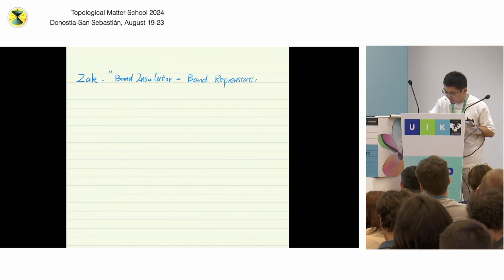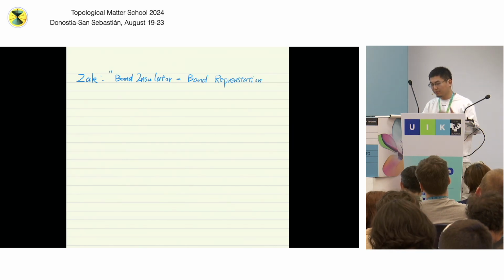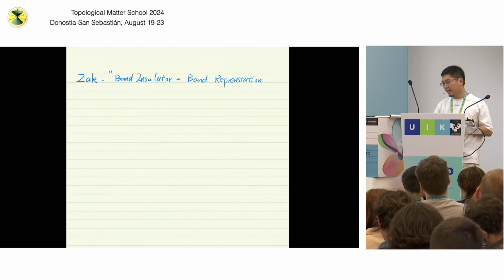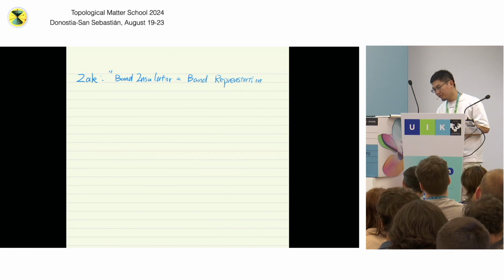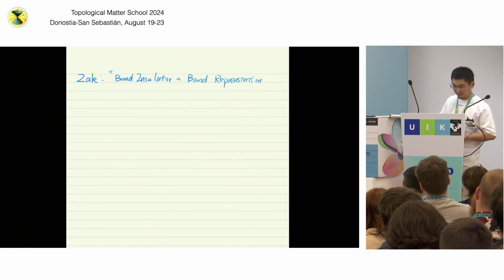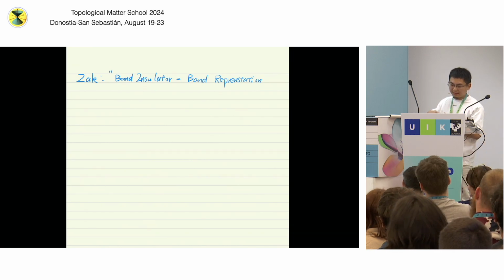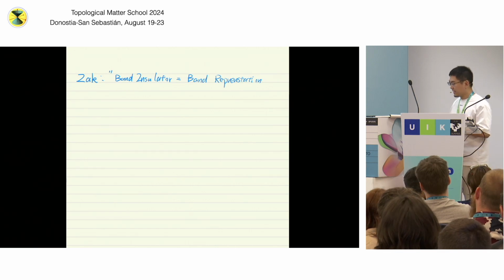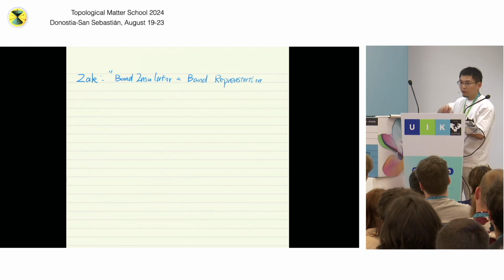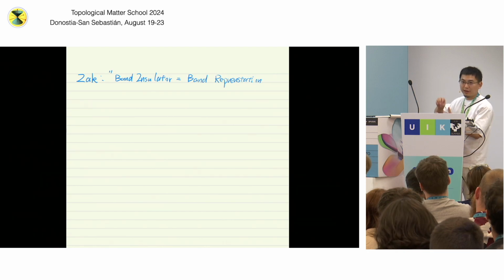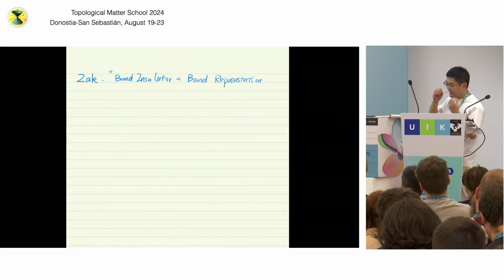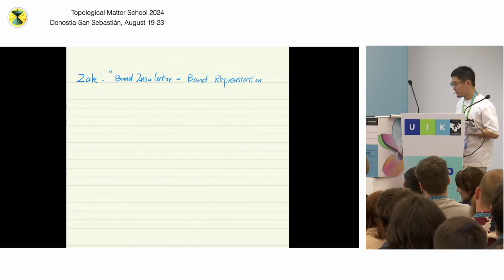What's a band representation? Band representation, mathematically, is a reducible representation induced by irreducible representations at the Wyckoff positions. We can express this in a more intuitive language. That means we put some local orbitals at all these Wyckoff positions and add their symmetry partners. So Zak defines such a thing as a band insulator.